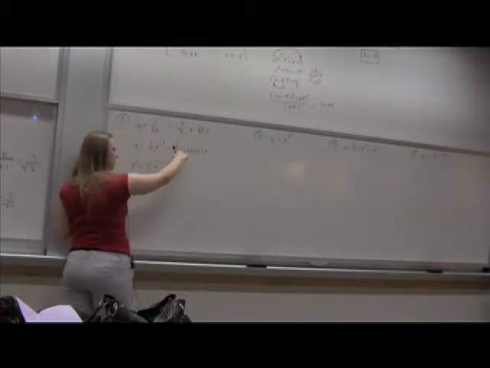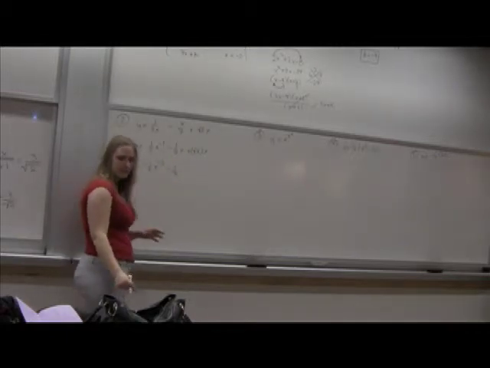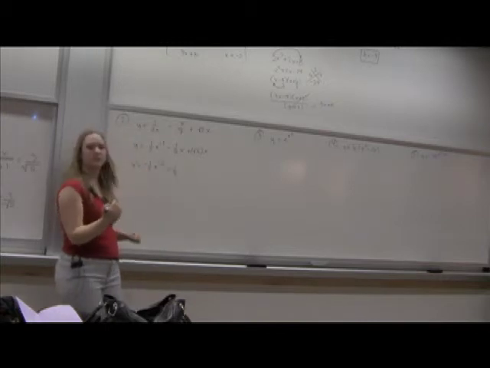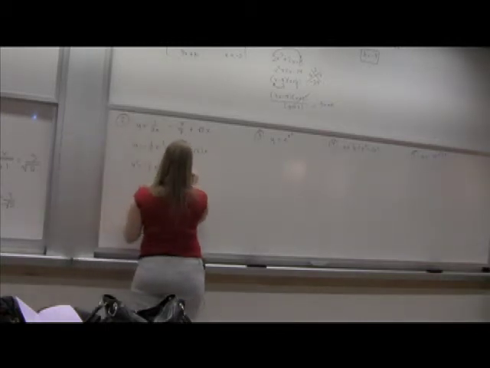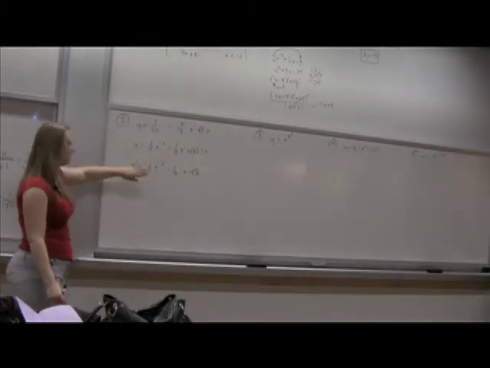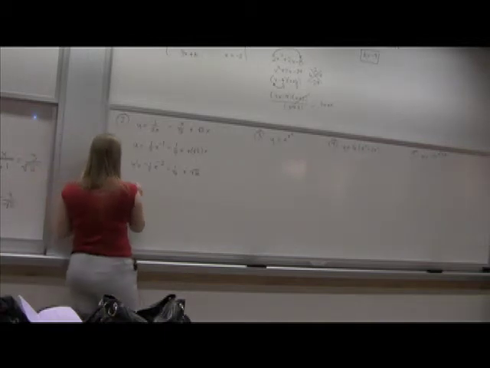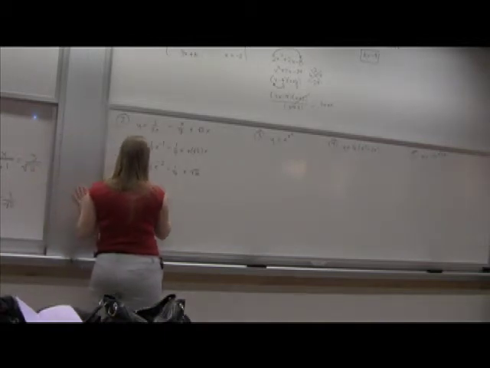If the 1 came down and it'd be x to the 0, what's anything to the 0 power? 1. That's why there's no x left. This one is just going to be square root 2. That is my answer. Other ways they can write it, there's not a lot, but they could rewrite it.